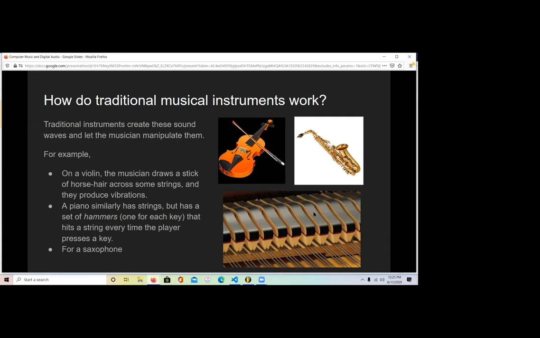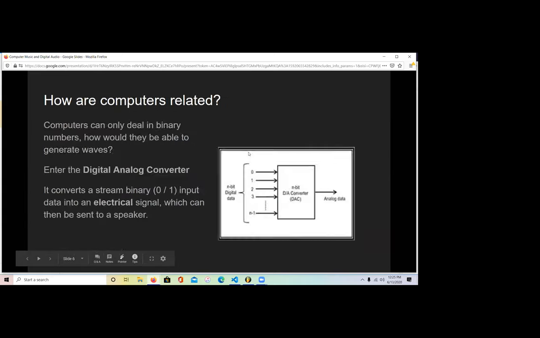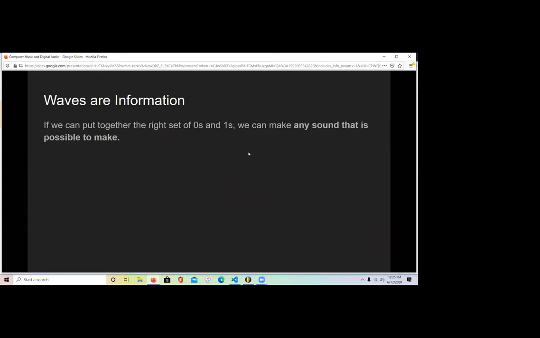They're very beautiful instruments. You can make really amazing music with them, but you're limited by what that physical thing can do. That violin is a piece of wood that generates these sound waves through the drawing of hair across some strings. That's all it can do. But with a computer, again, if you put together the right set of zeros and ones, you can make any sound that's possible to make. The hard part is that first half, though: putting together the right set of zeros and ones.